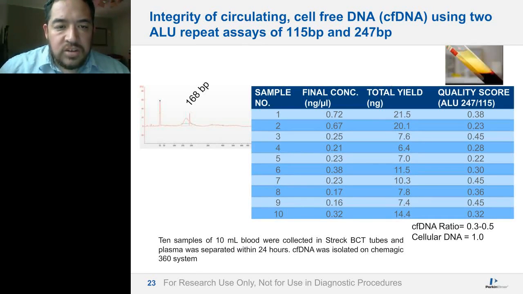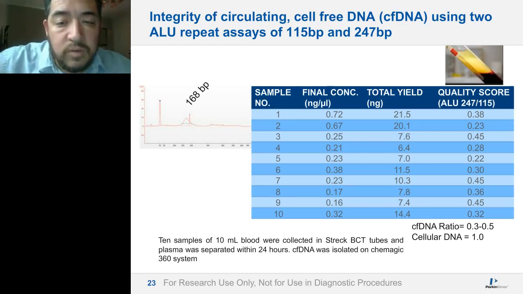So I mentioned different means of quantifying circulating cell-free DNA. What I would like to spend a few minutes on is a specific method that was used to calculate not only the yield of cell-free DNA using a quantitative PCR method, but also to determine the quality score that would be similarly represented from a trace.